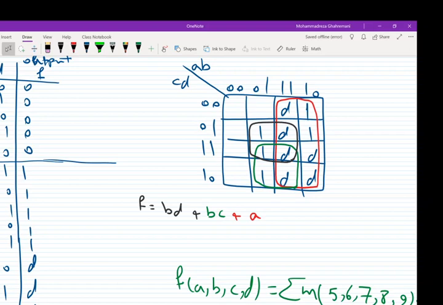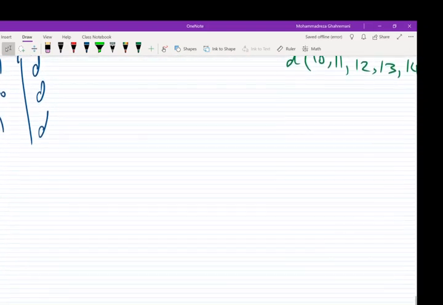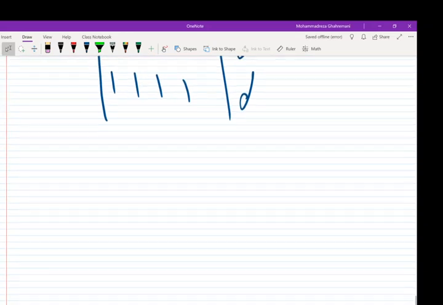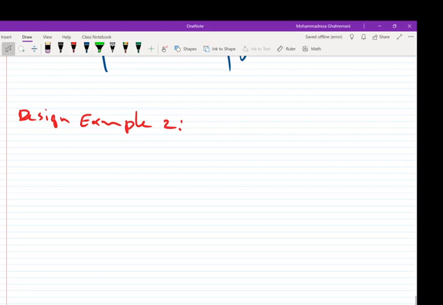We have one more design example. So let's do that together. We have the second design example, design example 2. Okay, the problem is here.